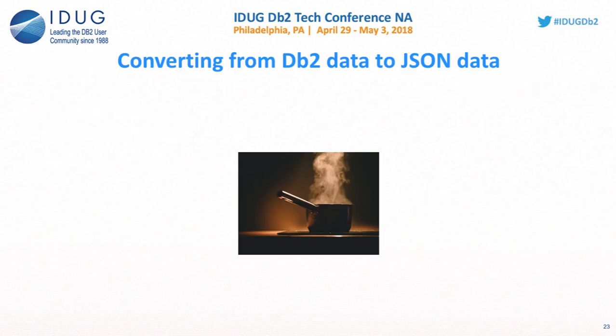All right, so that's our types. We've got a short list of about 5 types over here on JSON, and a whole list of types over here on DB2. So the main part of the presentation is, well, we've got to do some cooking. This is how we're going to take the DB2 data and convert it into JSON.